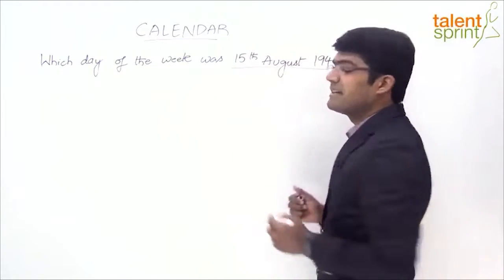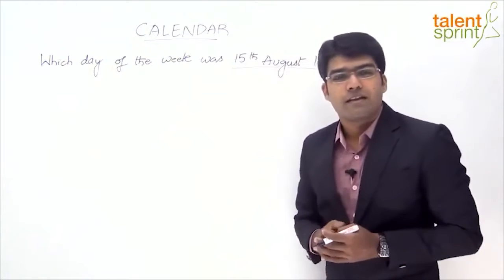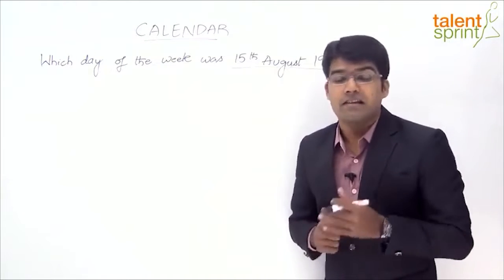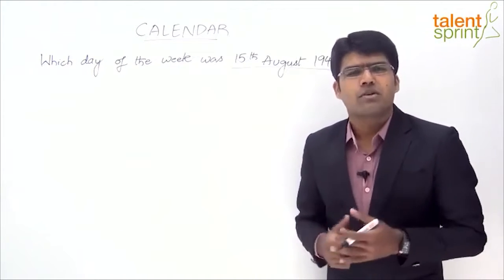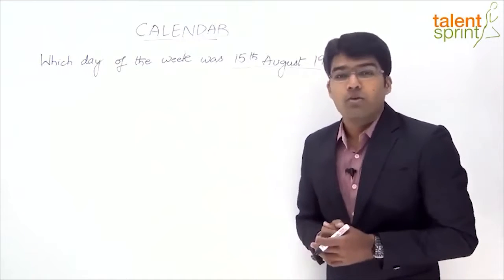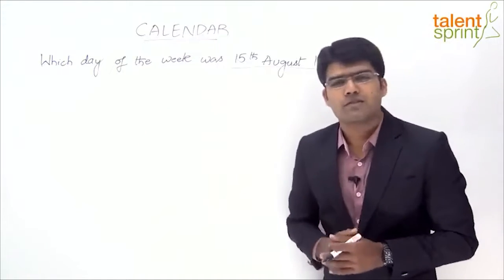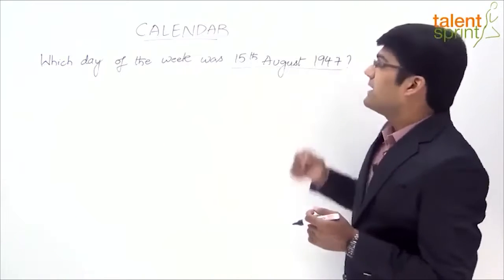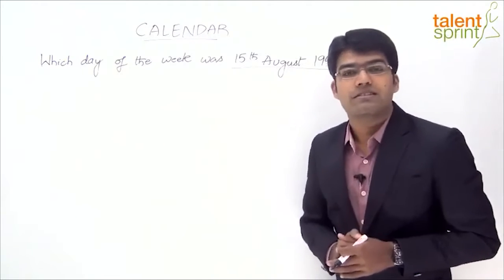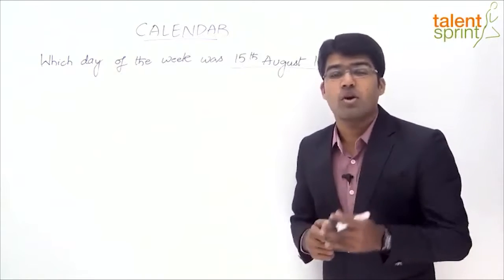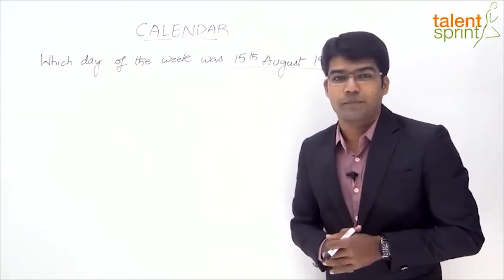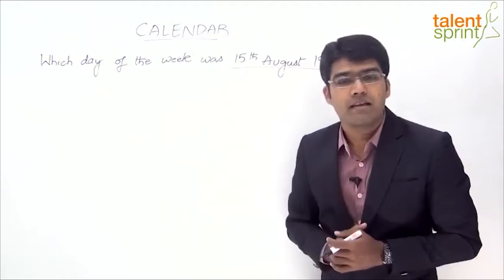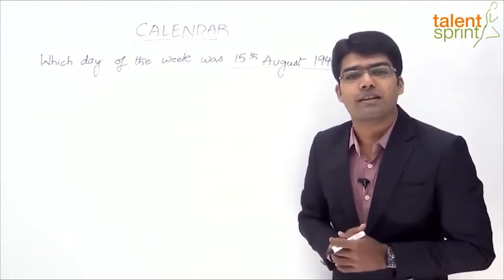So 15th August 1947, a historic day for us, that is the Indian Independence Day. And I'm sure some of you would already know which day of the week it was without having to do any calculation. But let us see how we can calculate the day of the week for 15th August 1947. For those who remember, it was a Friday. So let's see if we get the same day through our calculation of the number of odd days.